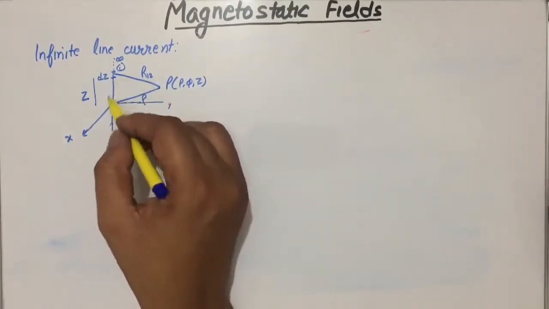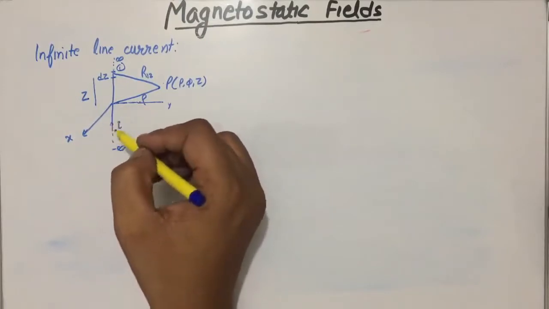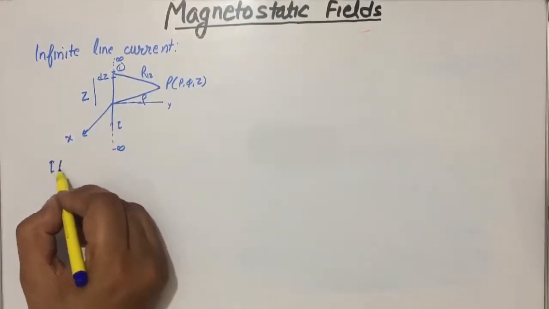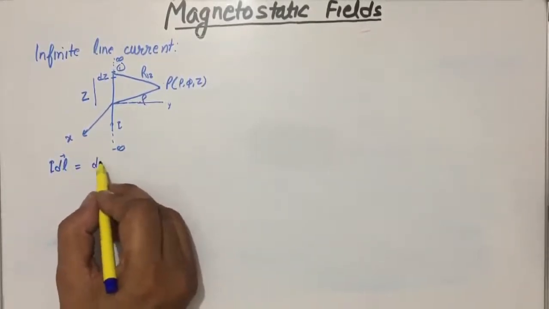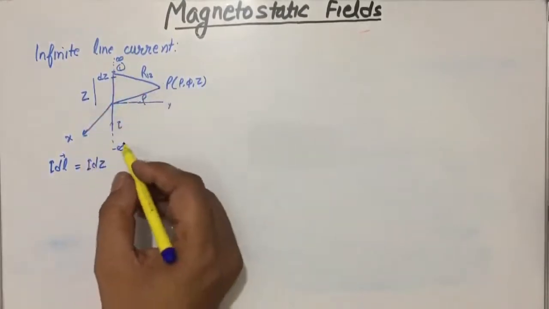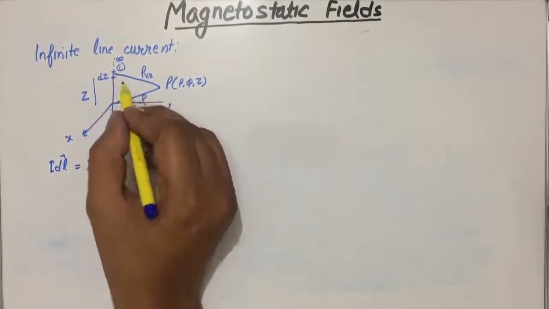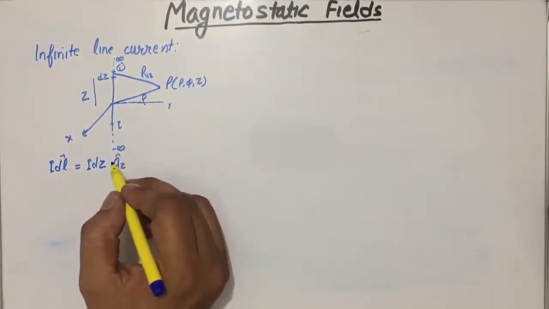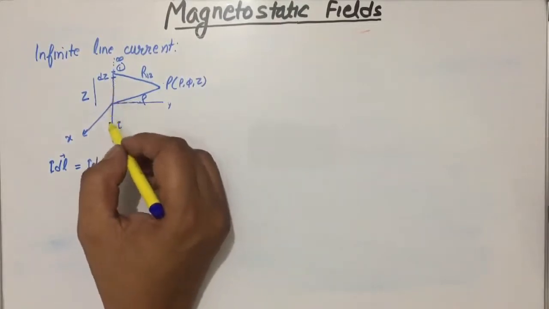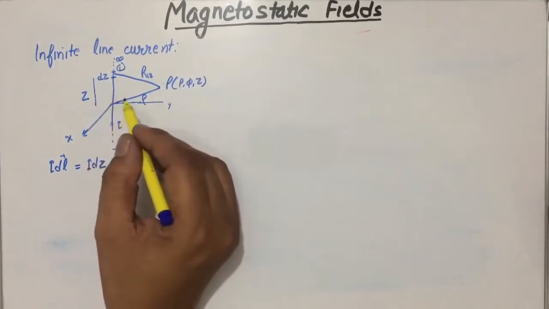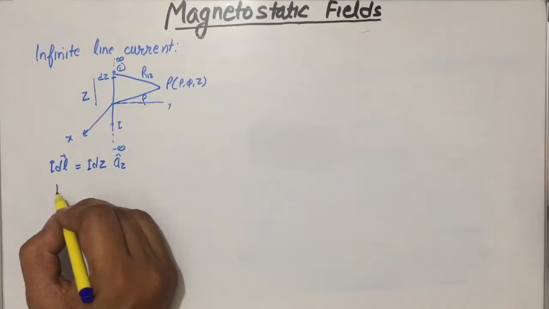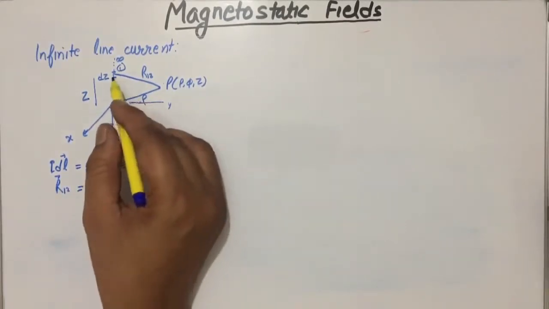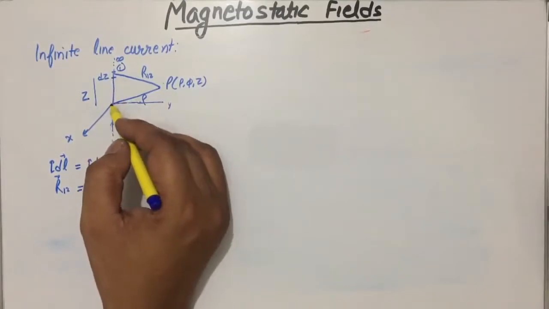From this, the current element that we defined as IDL will be equal to I dz for this portion. If the current is flowing in this direction, then dz is in the direction of az. dz is positive, and the current is also in the same direction. What about Ra? R12, you can name it Ra or just R12. It will be in the direction of z.